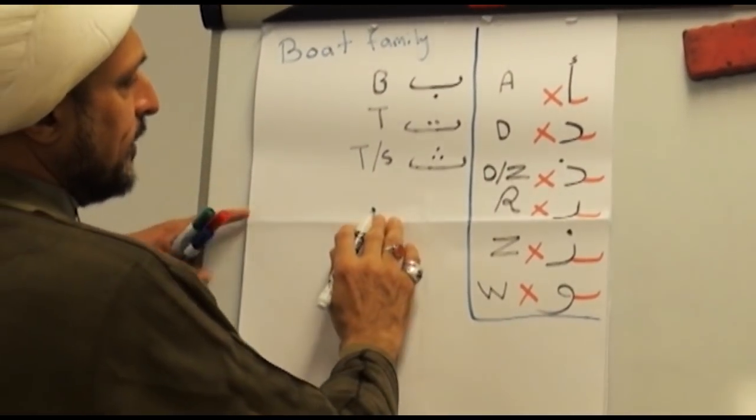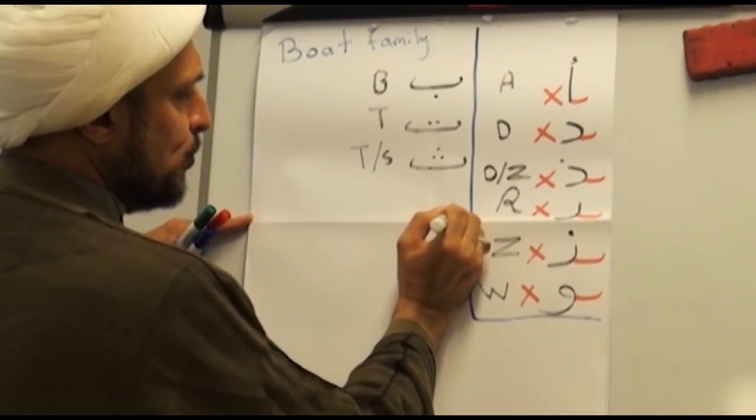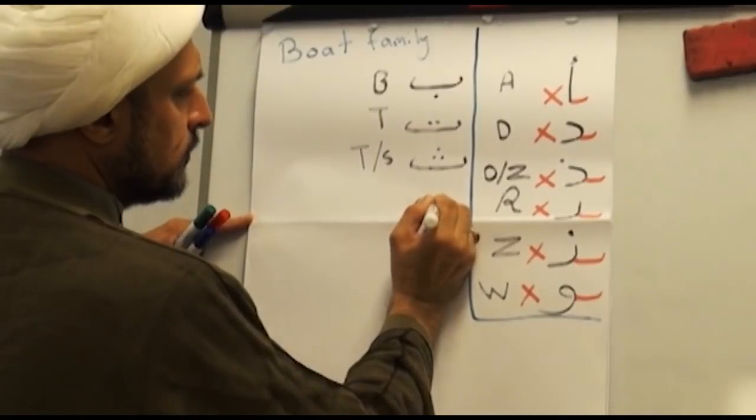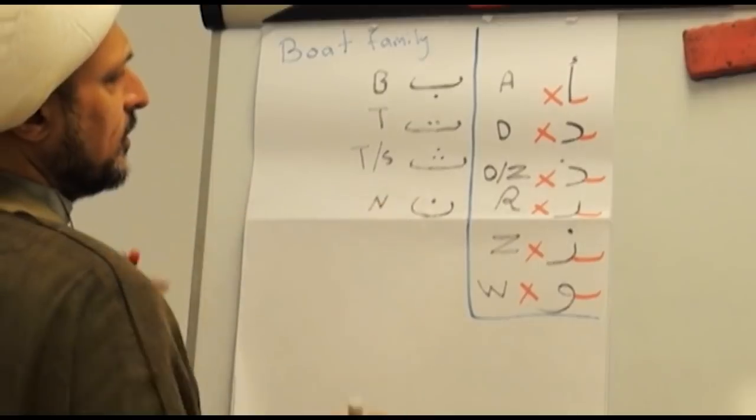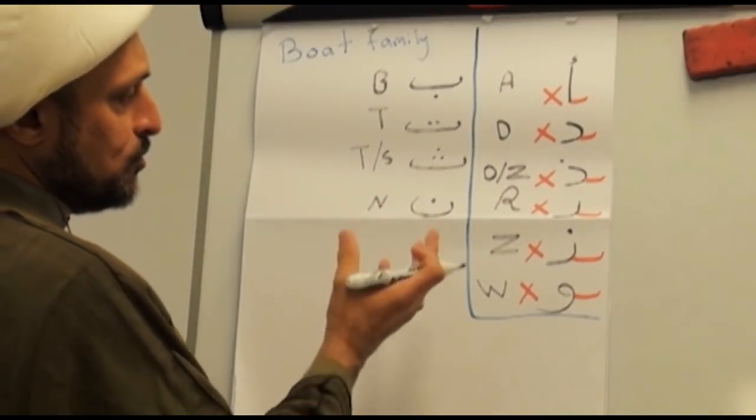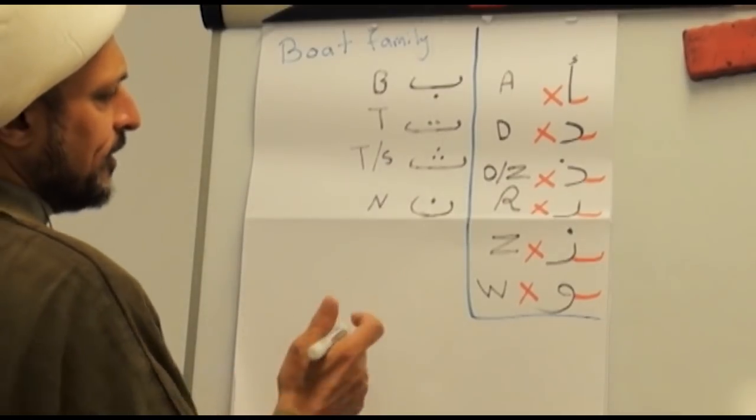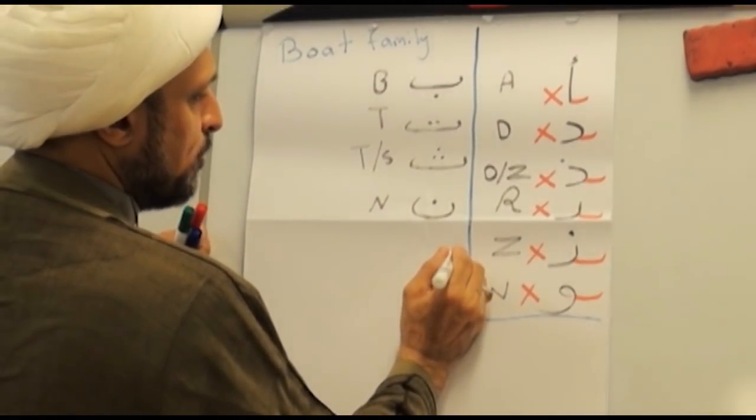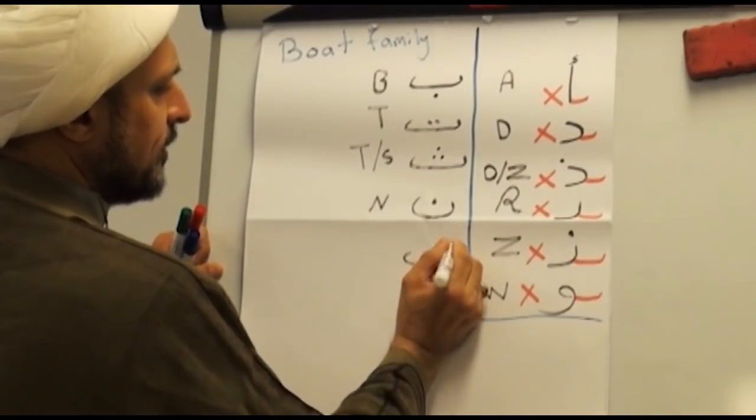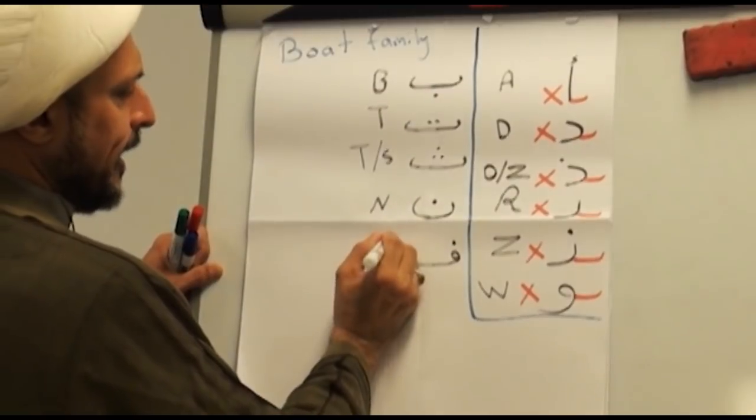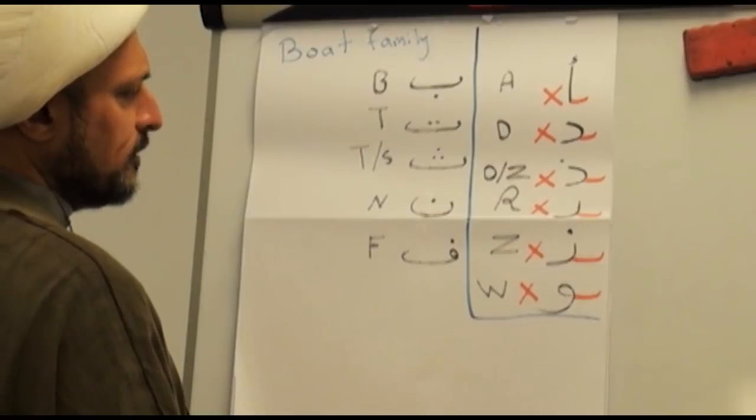So we have another boat type alphabet, noon. It has an N sound. Ba, ta, tha, and noon. Noon is like a boat as well, boat type sound. And then we have these, a boat with a circle in the beginning. This is fa, like an F type sound. Fa, F type sound.